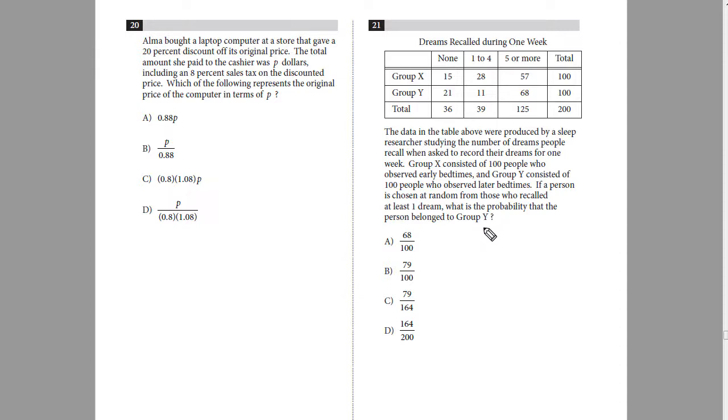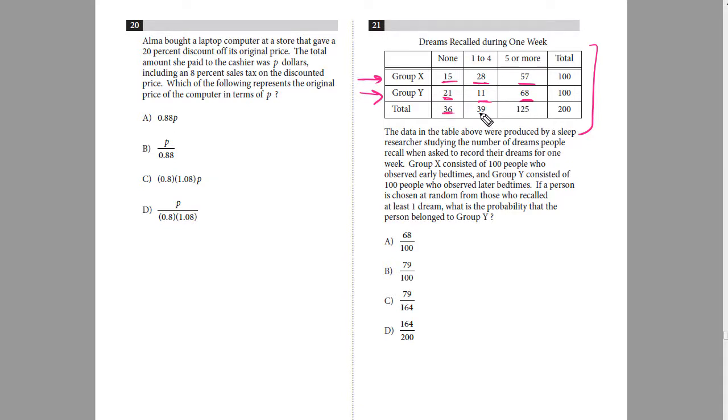So now we have to find the probability in this question, and some data is given in this table. This is Group X and this is Group Y. These are the 100 people in Group X, and these are the 100 people in Group Y. Out of those 100 people in Group X, 15 never dream. 28 people recall 1 to 4 dreams, and 57 people recall 5 or more dreams. Similarly, this is the data given for Group Y.